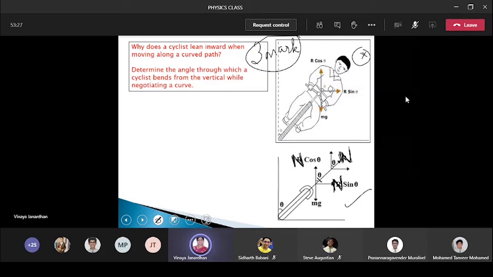Why does a cyclist lean inward when moving along a curved path? Determine the angle through which a cyclist bends from the vertical while negotiating a curve, which means he's going to bend to an angle. Now you have to find the expression for this angle. Copy down the question, boys, because questions are very important. You should know how to answer a question. You might know the concept, but you might not know in what way you need to answer.